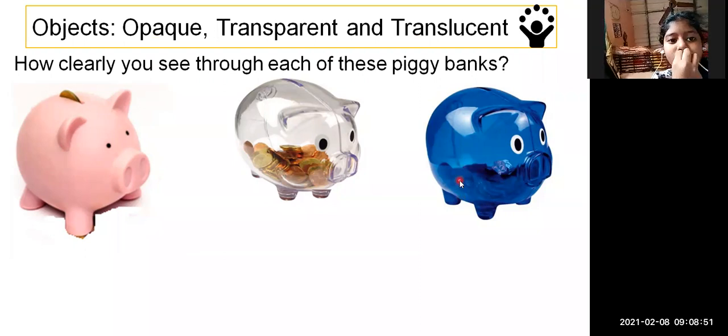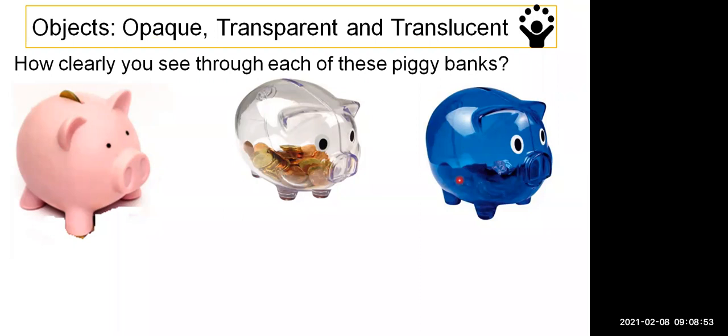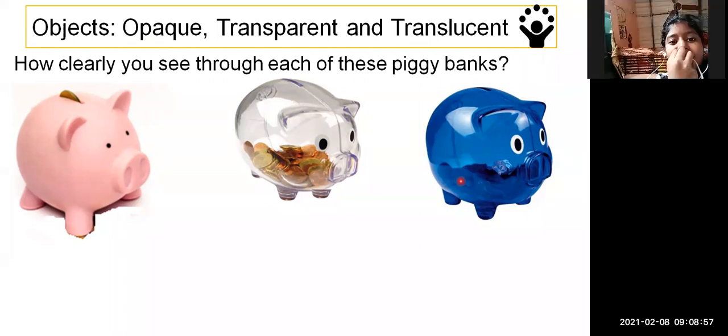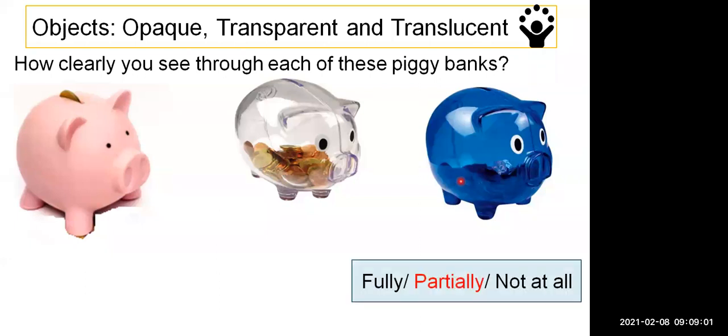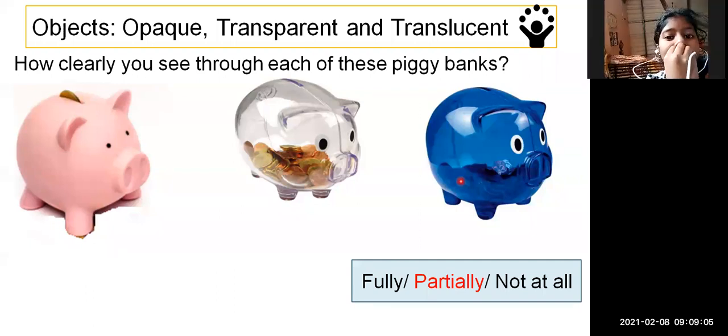Tell me, can you observe the coins? No, teacher. You are not able to observe anything? Teacher, something. Yeah, something. That is, we can call it partially. Okay, partially, meaning we can see the coins slightly.